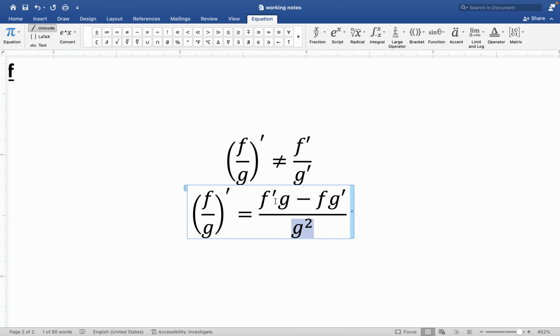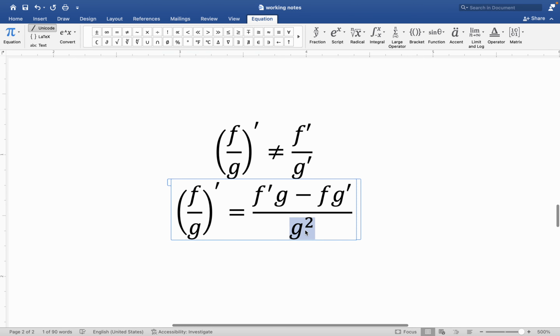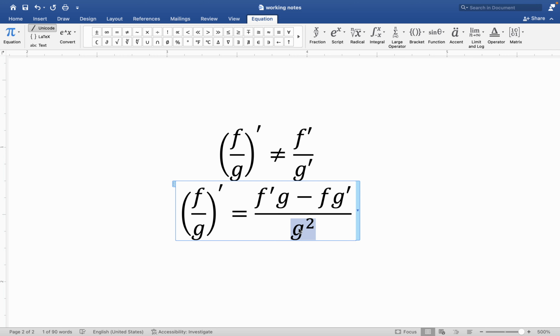Notice the mistake that people tend to make with the quotient rule is they misremember it. They often think that in the formula, the bottom of the fraction is the derivative of g squared, like they think it's g prime squared, but it's not. It's just the original bottom function squared, so watch out for that.